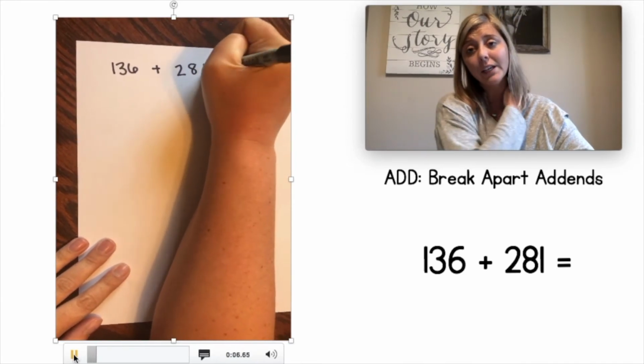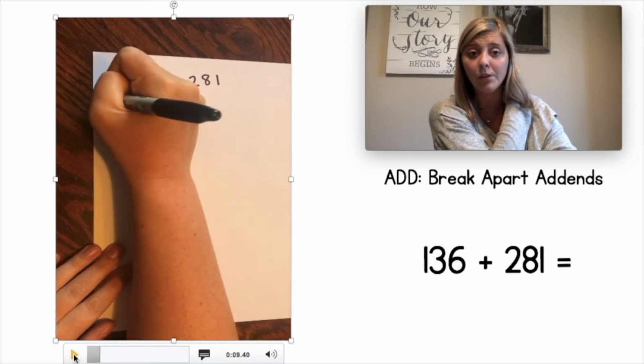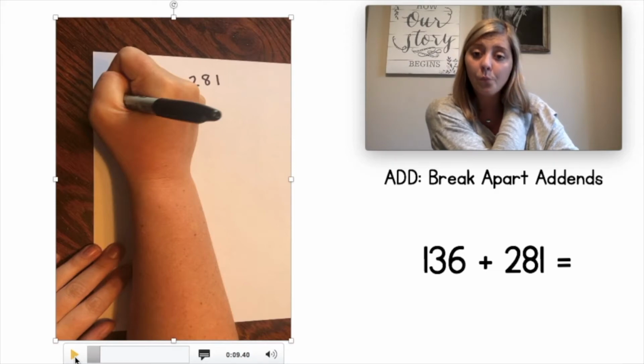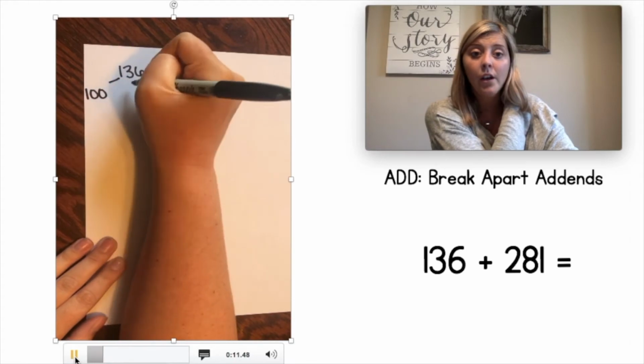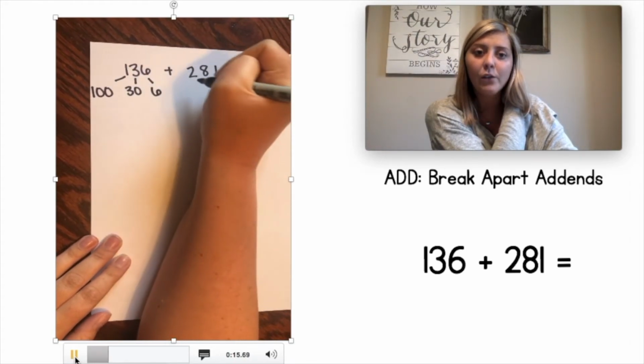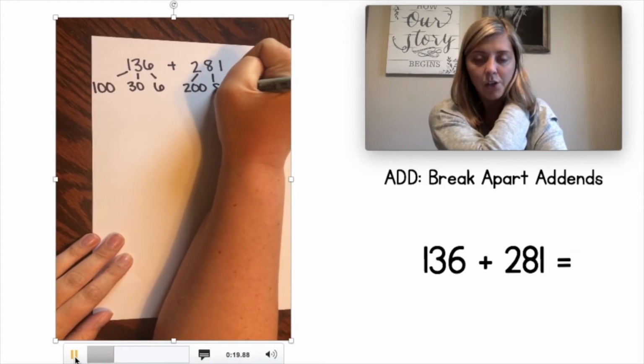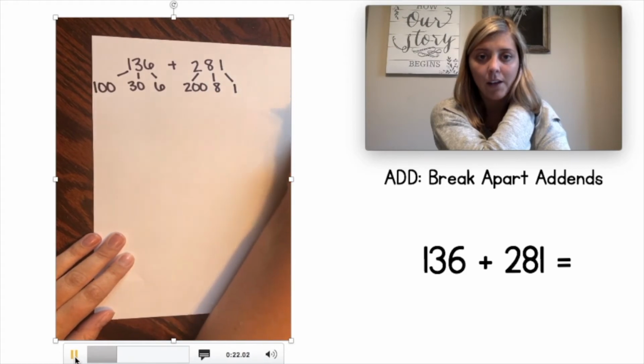And I'm going to use place value and what I know to break them apart into the value of each place. So the value of the 1 in 136 is 100. The value of the 3 is 30. The value of the 6 is 6. Same thing with 281. 200, 80, and 1.